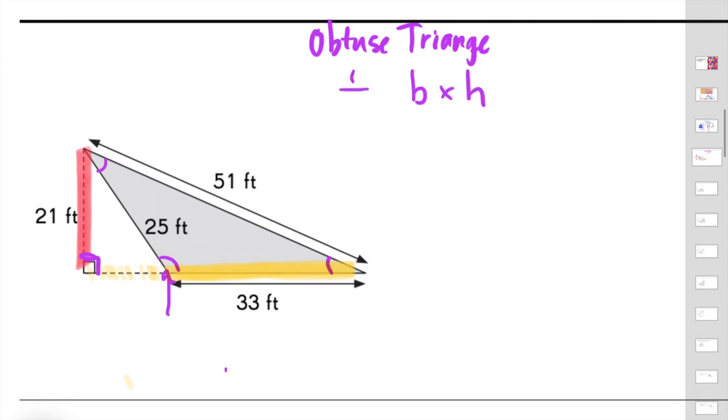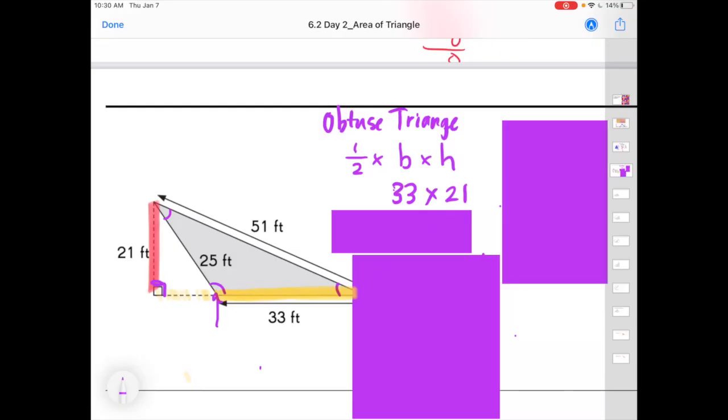If we multiply the base times the height and then take half of that, you'll have the area of this obtuse triangle. So go ahead and find the area of the obtuse triangle and then check back to see if you're thinking.